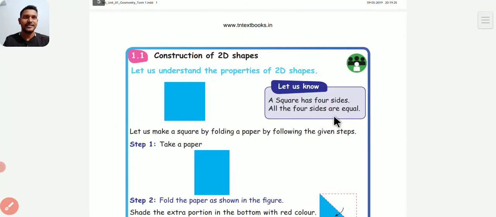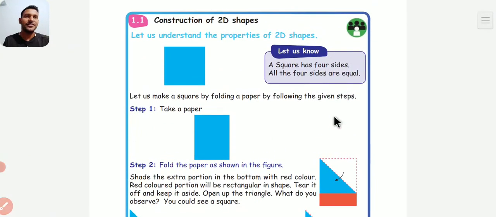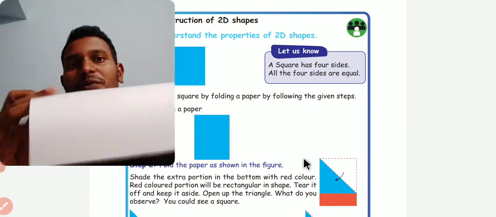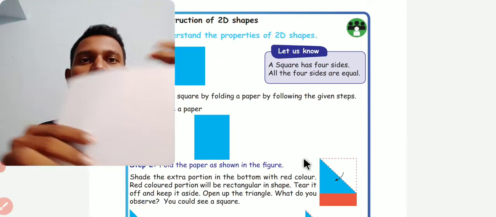Okay, next, construction of 2D shapes. Let us understand the properties of 2D shapes. Here they are making the square. Now I will teach you how to make a square using paper. They are giving step 1, step 2. I will do it, you see. First you take one A4 sheet or one long size note paper like this.